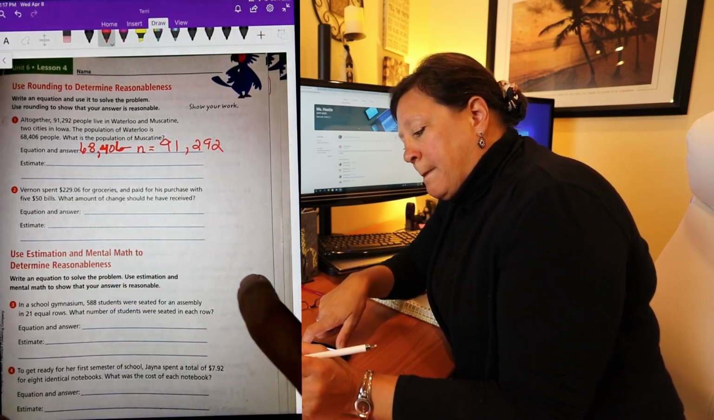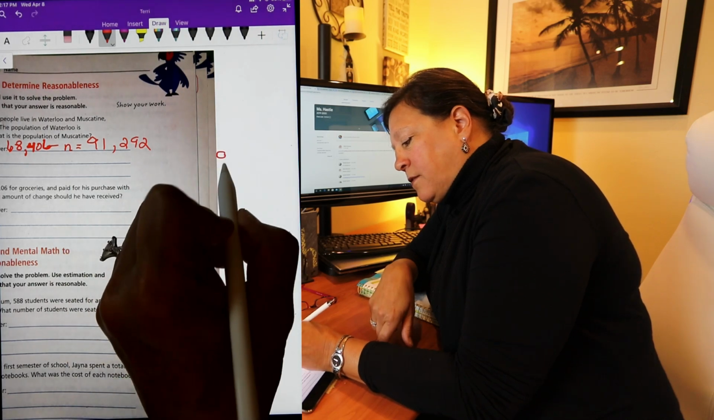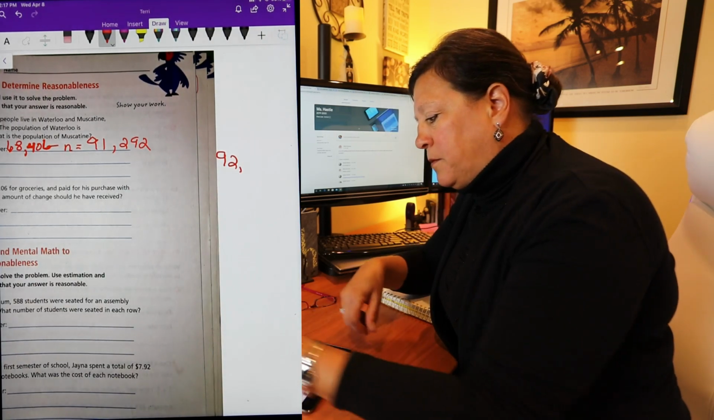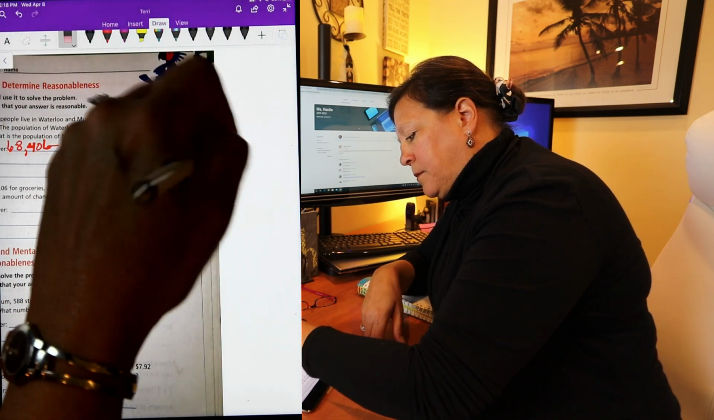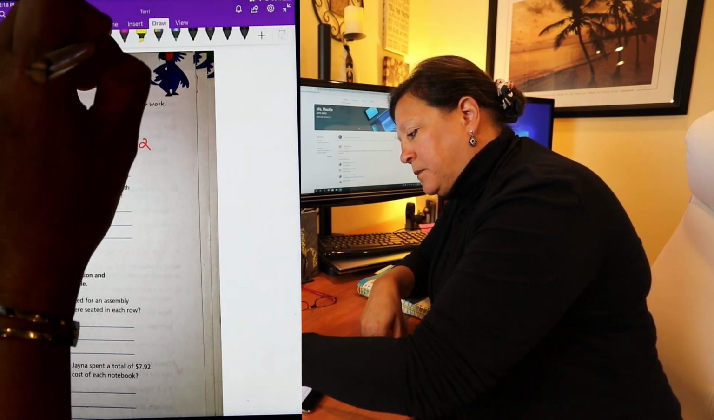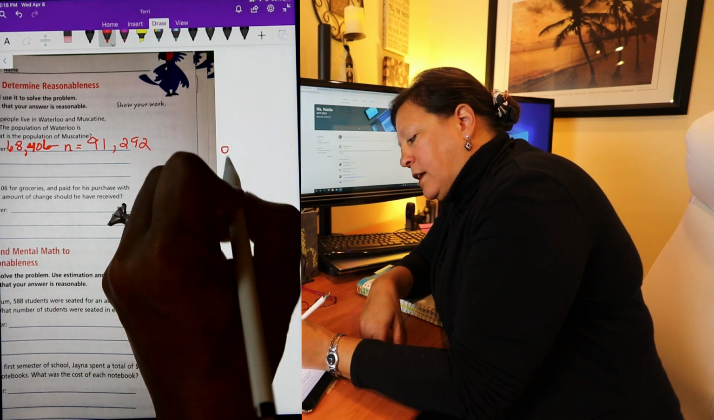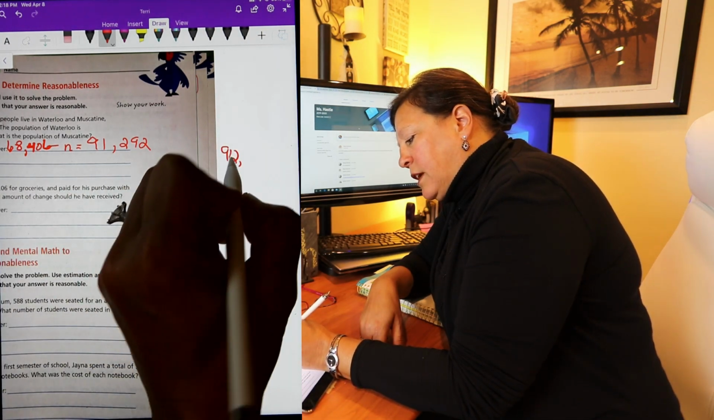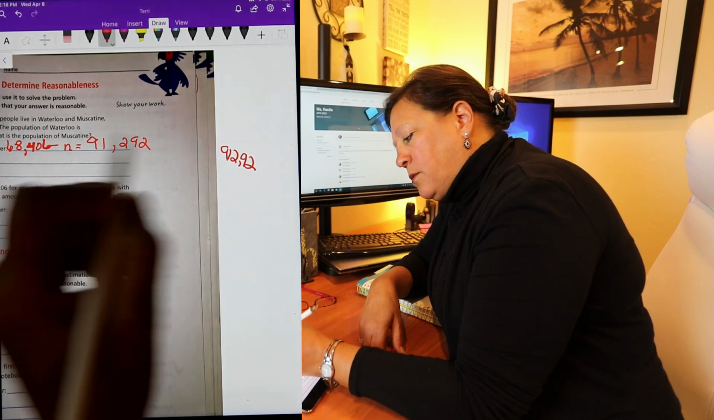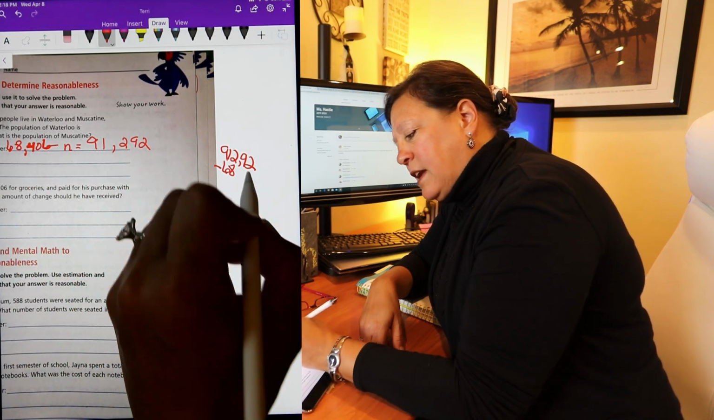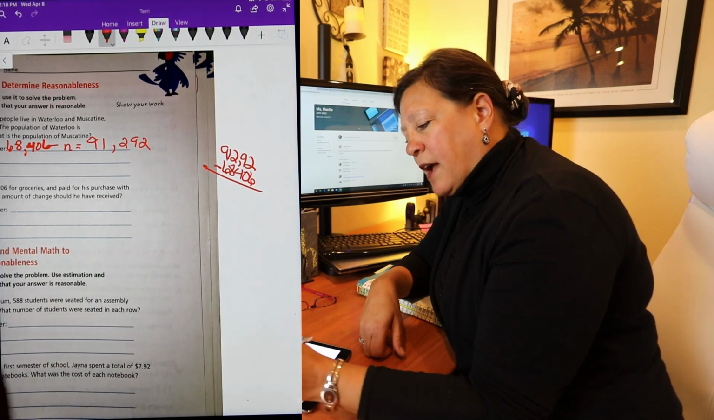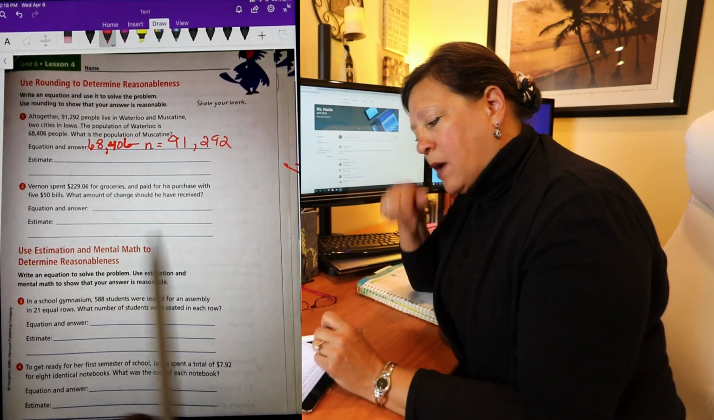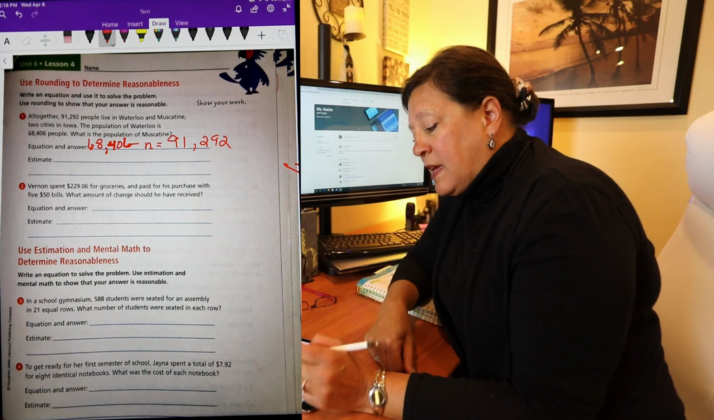So to solve this problem, this is our situation equation, but our solution equation would be 91,292 minus, make sure you line it up, 68,406. Subtract those, and that is going to give you how many people live in Muscatine.